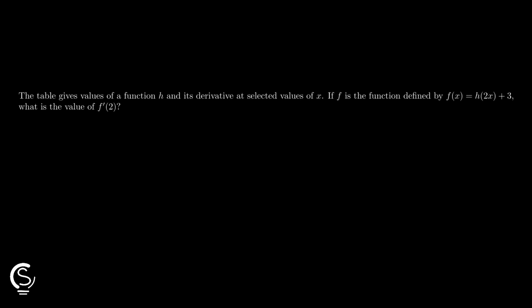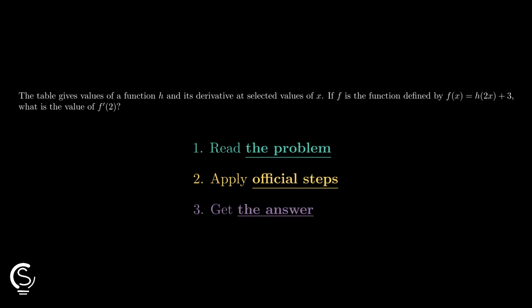Chain rule makes this one super fast because we only need to rewrite f prime, plug in x equals 2, and read the table carefully.